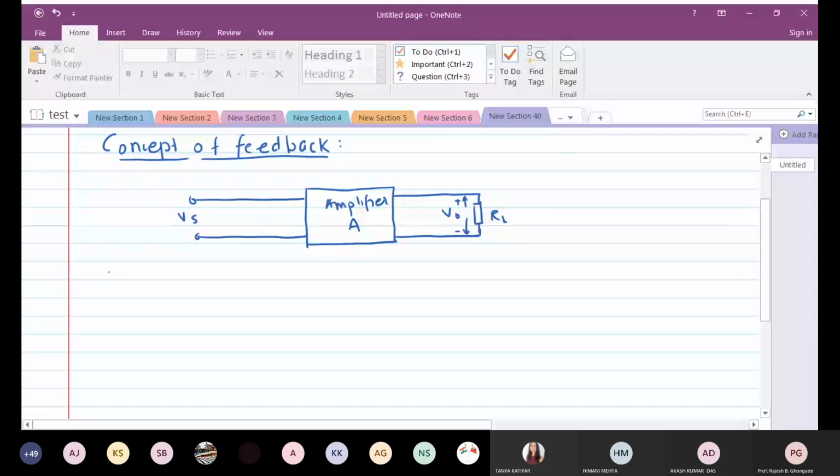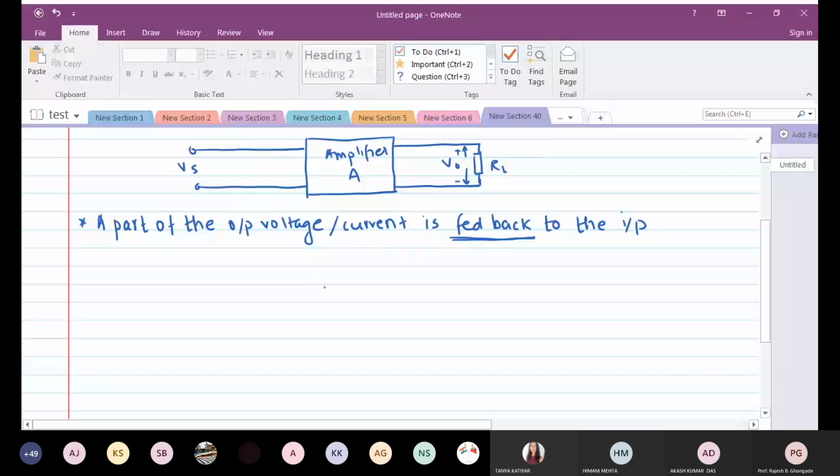Now, in feedback amplifiers, a part of the output voltage, well, not necessarily voltage, it could be current, is fed back to the input, and this part which is fed back is called the feedback.